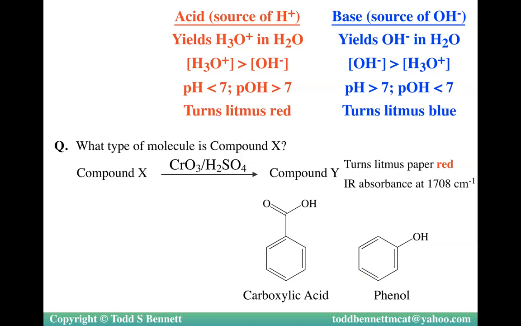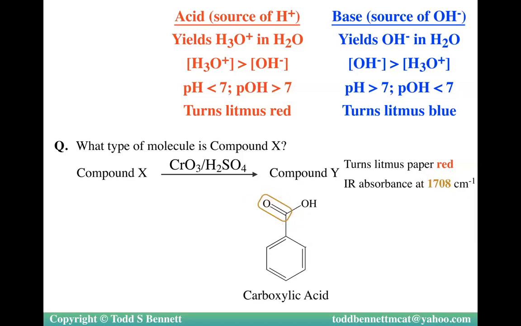The other piece of information that you may recall from 121 lab is that when you have an IR absorbance around 1700, it means you have a C double bond O. So this confirms a C double bond O. First off, litmus being red makes it those two compounds. The 1708 means you must have this group. So I have a carboxylic acid.